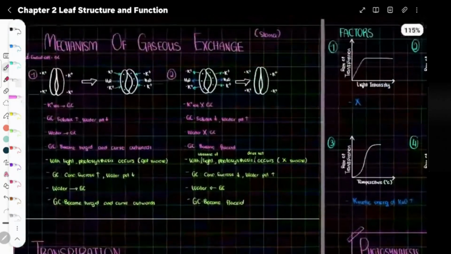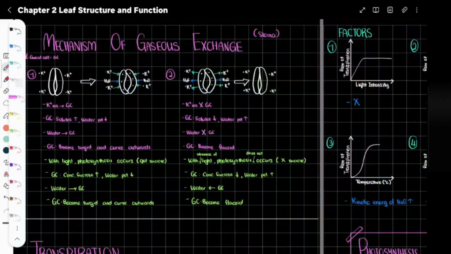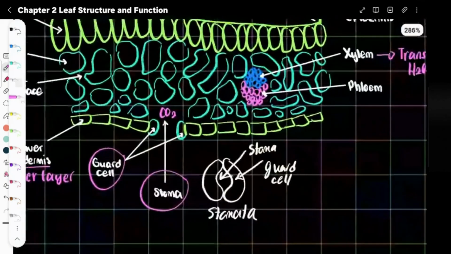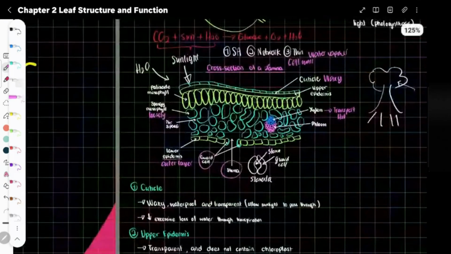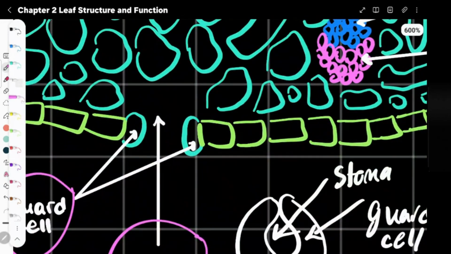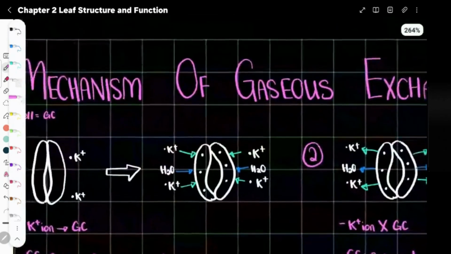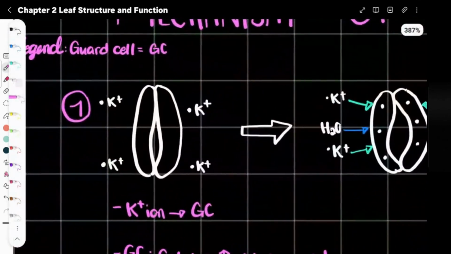Now, because of that, we have to know how each part works. Like this one here, how does carbon dioxide enter? You have to think about this one. It's not always open. Sometimes it closes, sometimes it opens. So how do you know that? You have to understand how the mechanism of gaseous exchange works for the stomata.